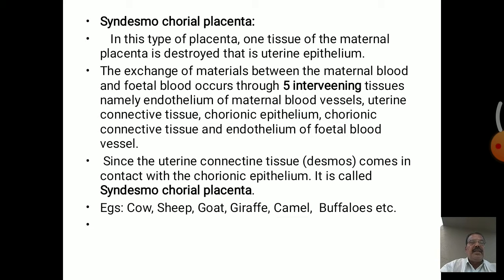But uterine epithelium is absent. Since the uterine connective tissue comes in contact with the chorionic epithelium, it is called syndesmochorial placenta. Examples: cow, sheep, goat, giraffe, camel, buffaloes, etc.